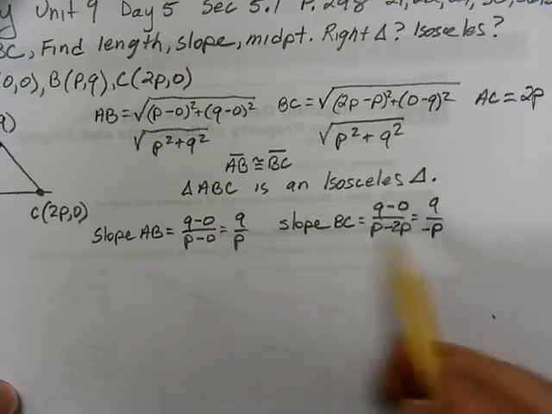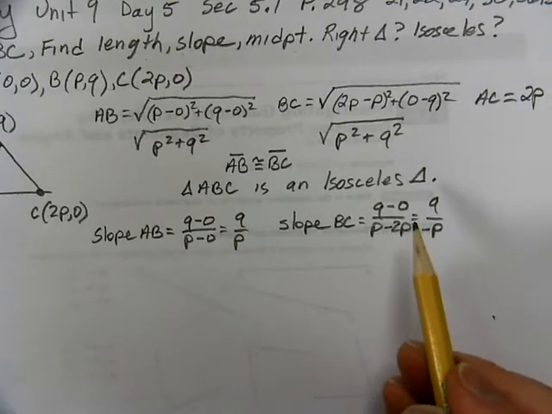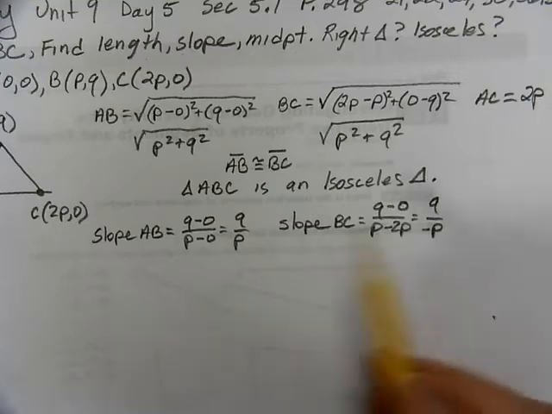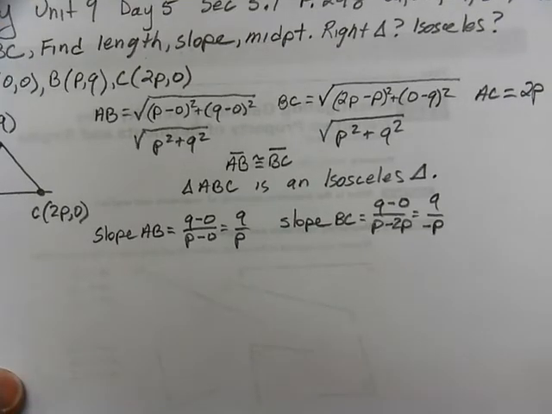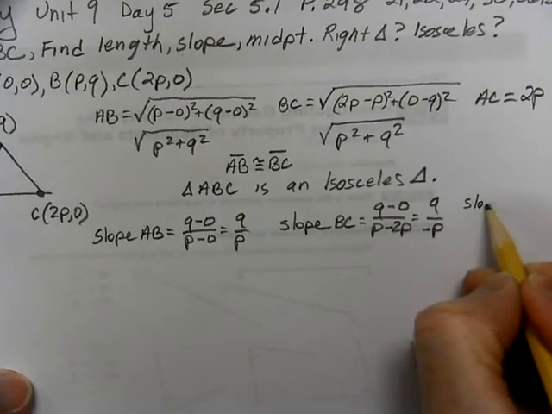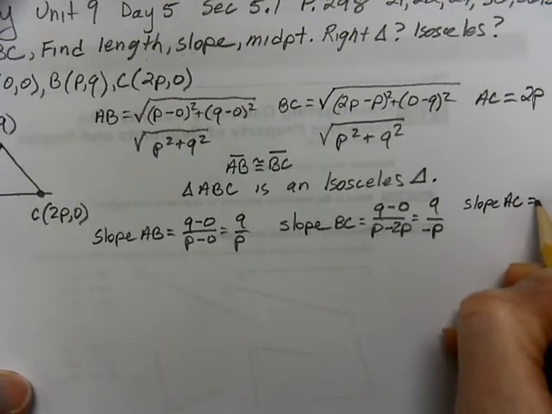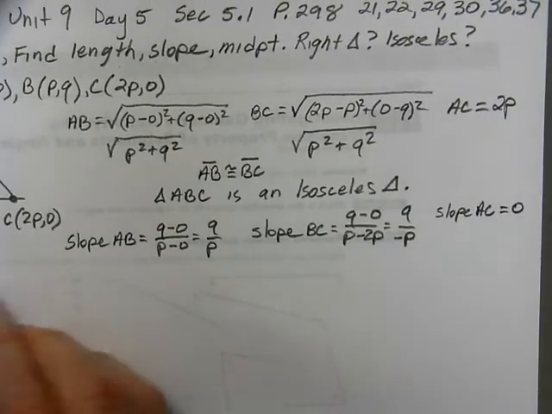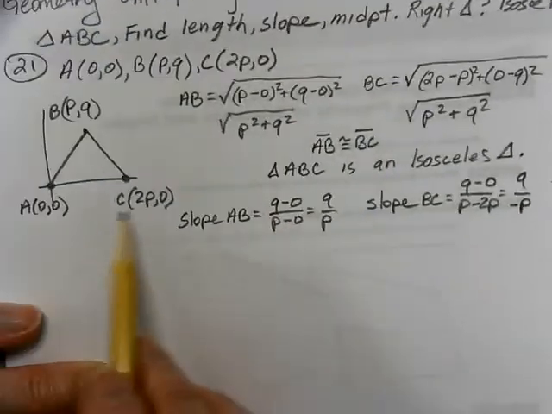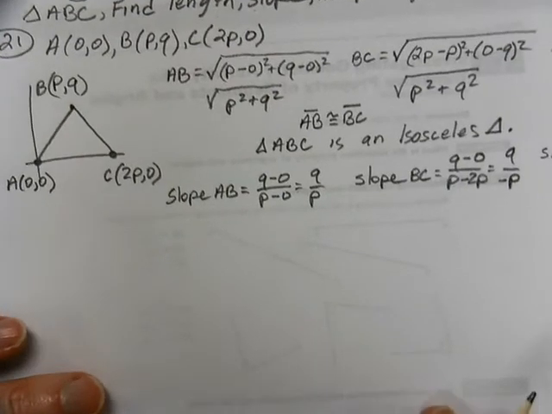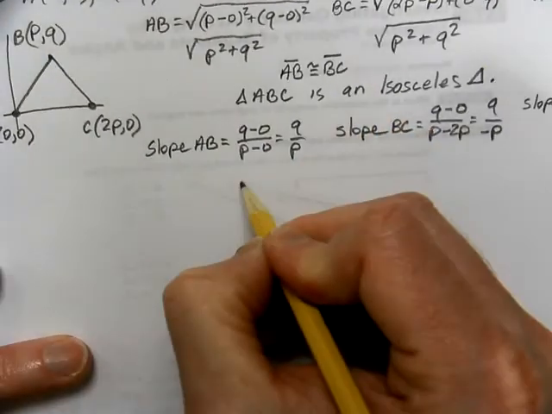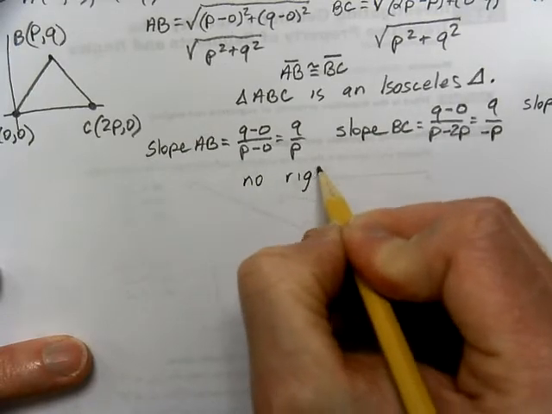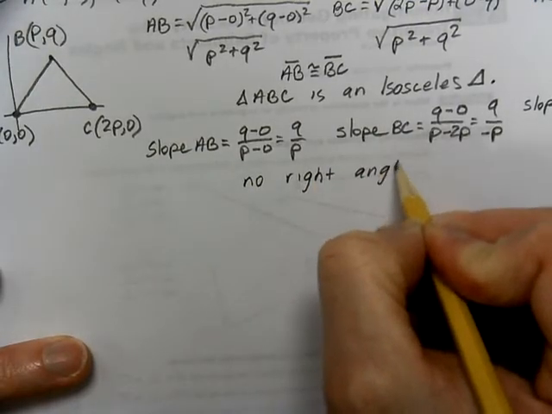So the slopes are opposites of each other, but they are not reciprocals. So they are not parallel, they just have different slopes. If they were opposite reciprocals, then you know that you had a right angle. These are not. And we know that the slope of AC equals 0 because it's a horizontal line. So we have no right angle.